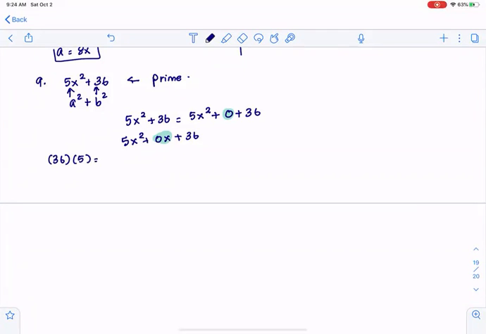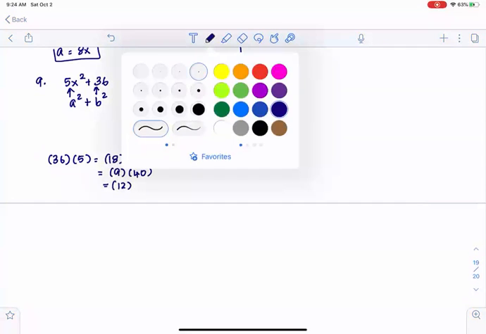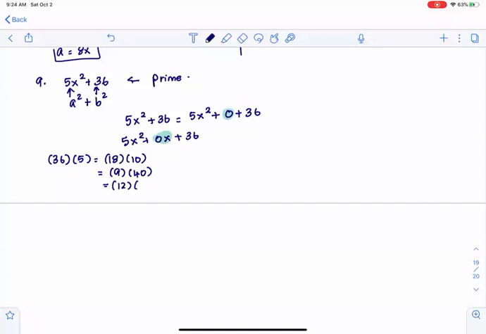36 times 5 is what we need to have. What other ways could I write it? 18 times 10 is another possibility. 9 times 40 is another possibility. 12 times 30 is another possibility. Oh, excuse me, it's not 12 times 30. No, never mind. It is.